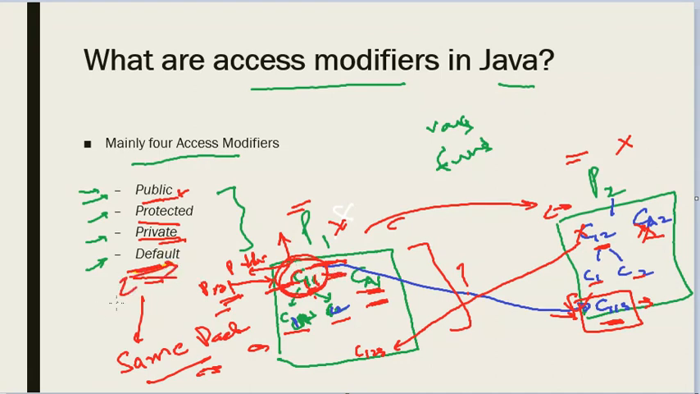A default member variable or function is only for the whole package. This whole package can access a default member variable or function of a class. It doesn't matter whether the classes in the package are children of that class or independent classes. P2 cannot access any default member variable or function. So I hope it's clear now.